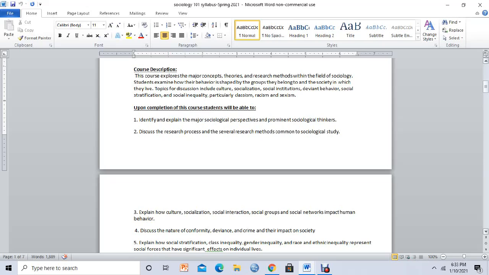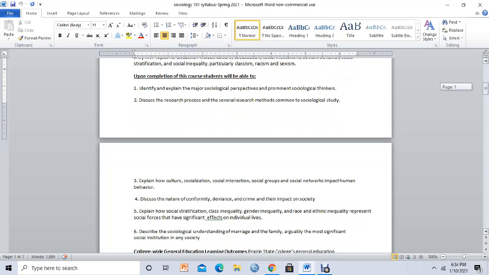So in the content section, I'll be going over each particular section. I'm going to give it from a student point of view and have you all review and be able to upload my PowerPoint presentations, and you'll be able to upload my videos. Upon completion of this course, you will be able to identify and explain the major sociological perspectives and the prominent sociological thinkers. That is very huge.